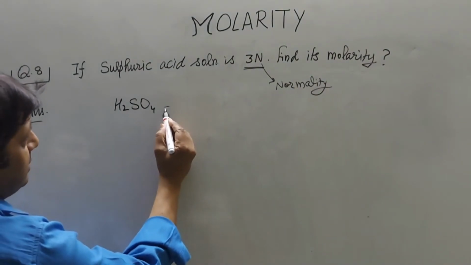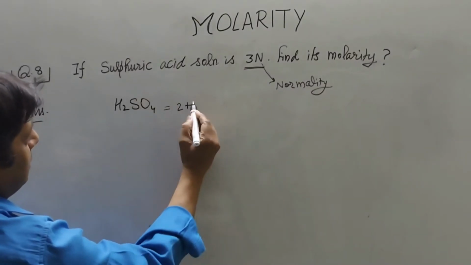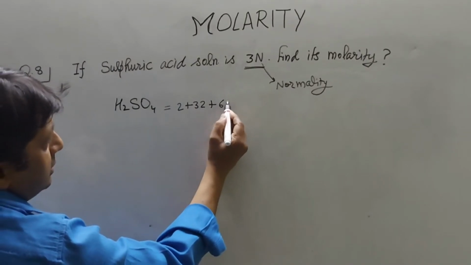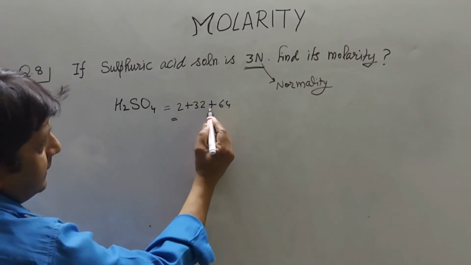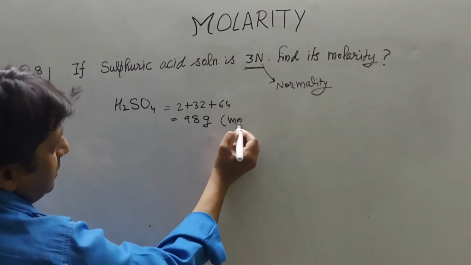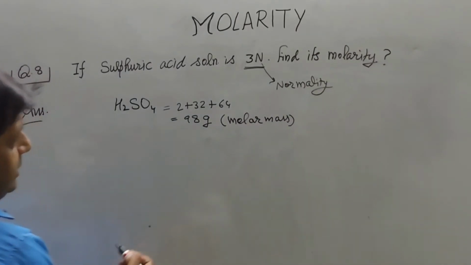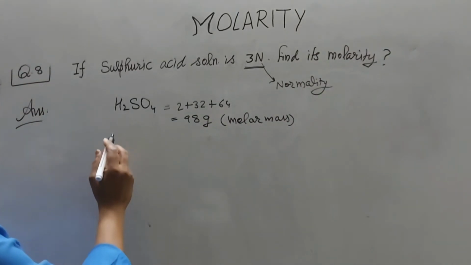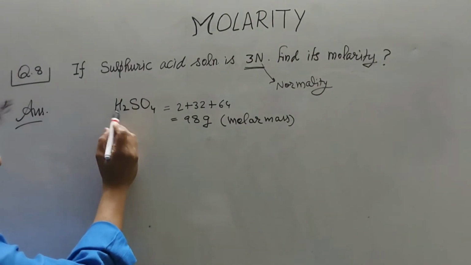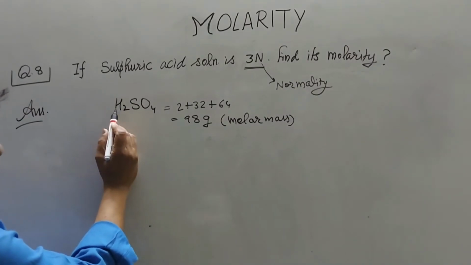Its molar mass will be 2 plus 32 plus 16 into 4, 64, that is going to be 98 gram. This is the molar mass of sulfuric acid. In an acid, the atoms of hydrogen that can be dissociated are known as the basicity of the acid.